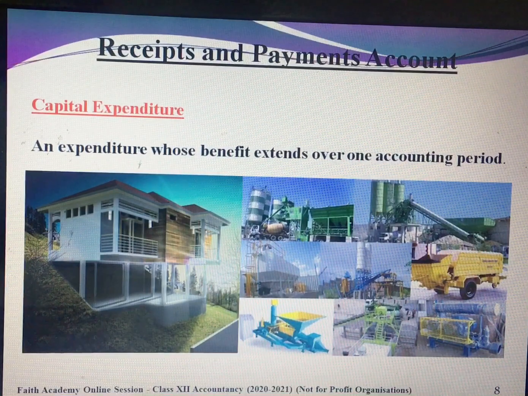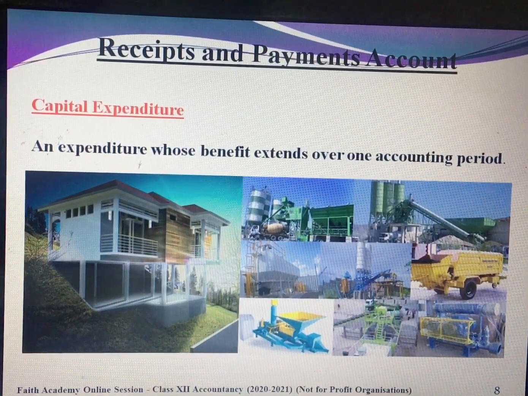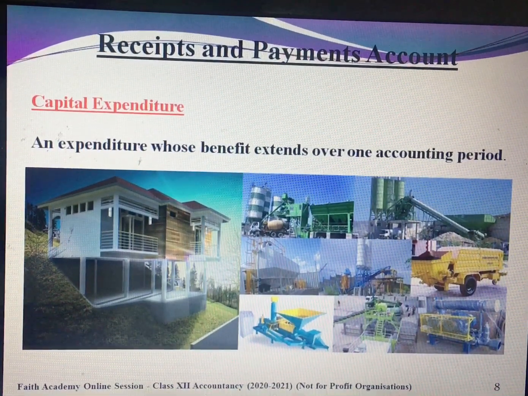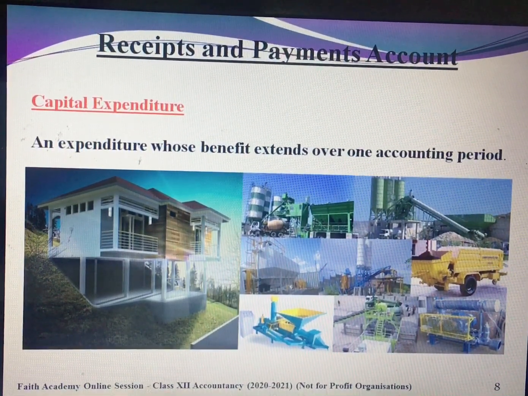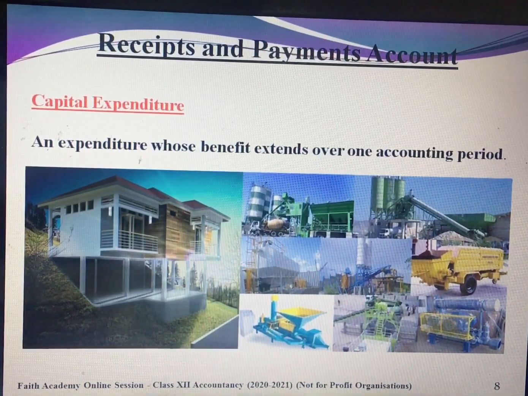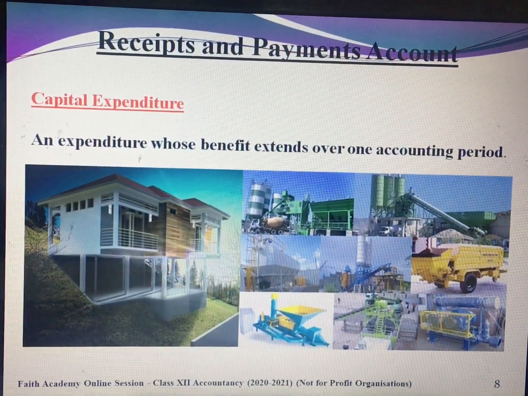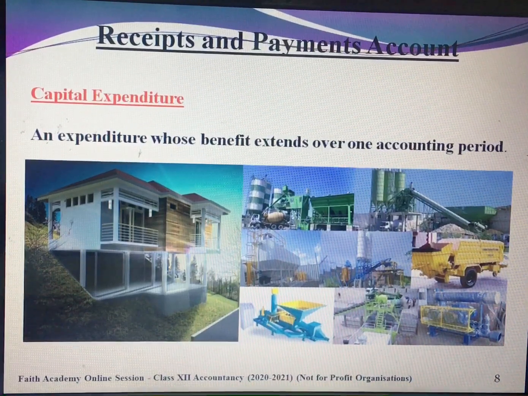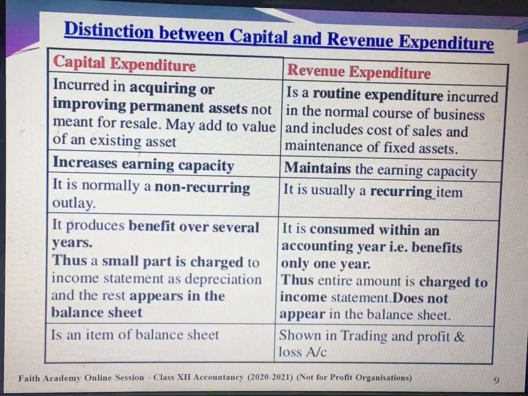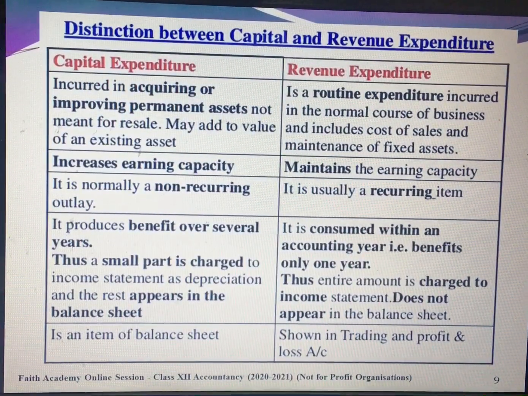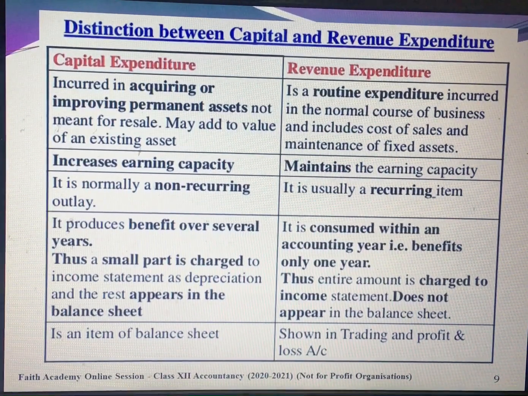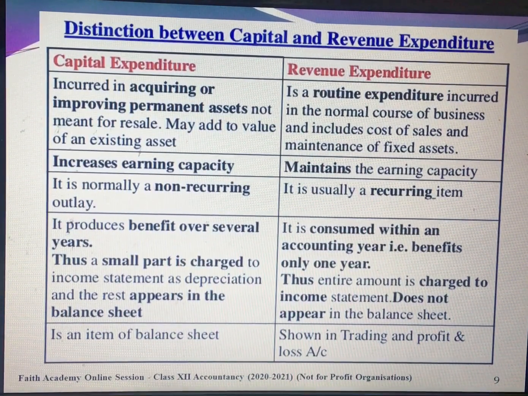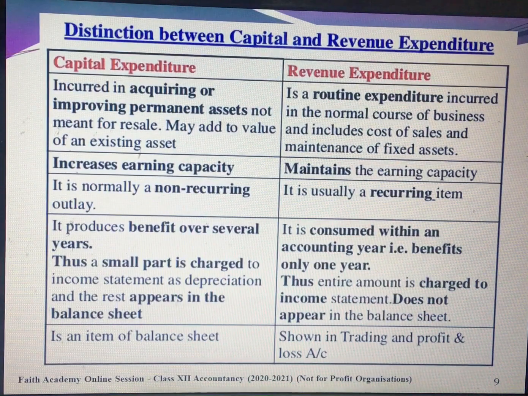Okay, what's a capital expenditure? Capital expenditure is an expenditure whose benefit extends over more than one accounting period. What we can see here is examples like land, building, plant and machinery, where a big amount goes, and definitely the benefit extends over more than one accounting period. Okay, we'll quickly go through the difference between capital and revenue expenditure. This is a part of class 11, you've already done it.